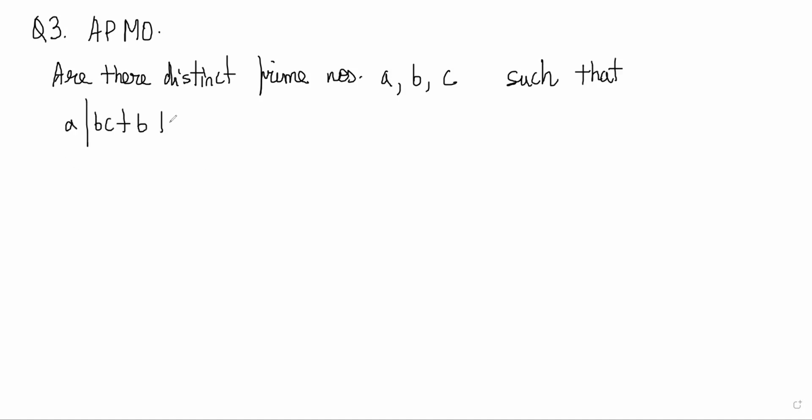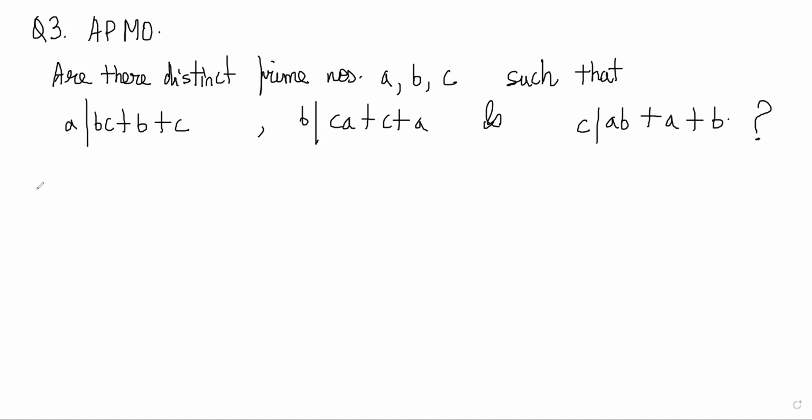are there distinct prime numbers A, B, and C such that A divides BC plus B plus C, B divides CA plus C plus A, and C divides AB plus A plus B. So that is the question. Is it possible that there are three prime numbers A, B, and C such that these three things are happening, right?